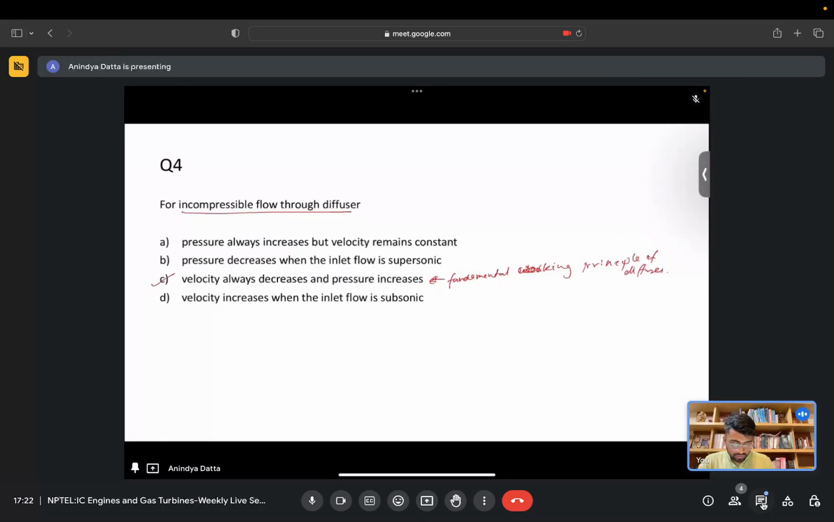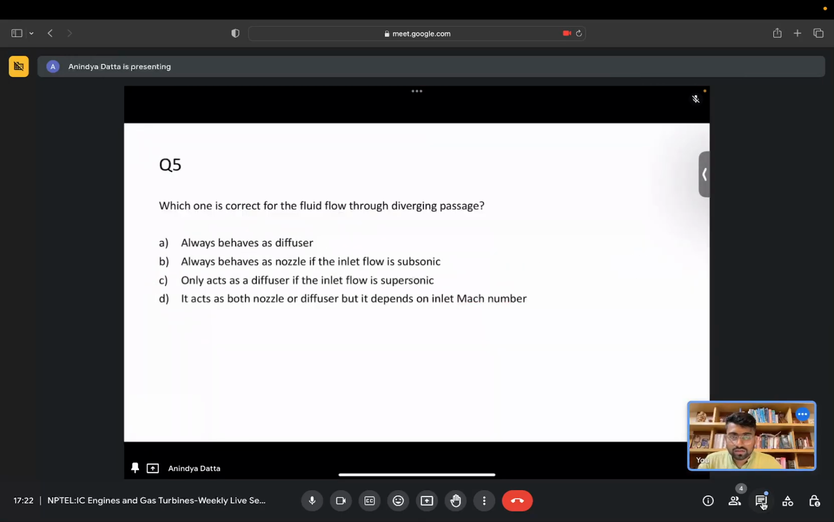Okay, we're going to the next one, question 5. Which is correct for fluid flow through a diverging passage? Options are: A, always behaves as a diffuser. Option B, always behaves as a nozzle if the inlet flow is subsonic. Option C, always acts as a diffuser if the inlet flow is supersonic. Option D, it can act as both nozzle and diffuser; it depends on the inlet Mach number. Yeah, the correct answer is option D. So what we are seeing is that we have a diverging passage.